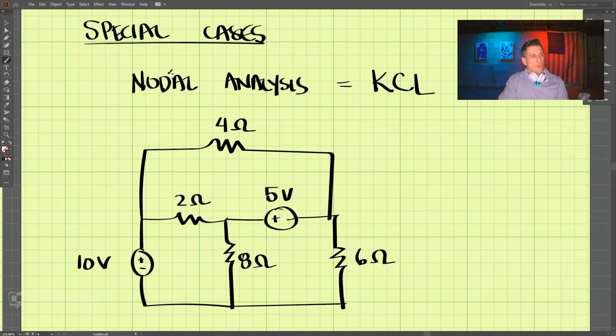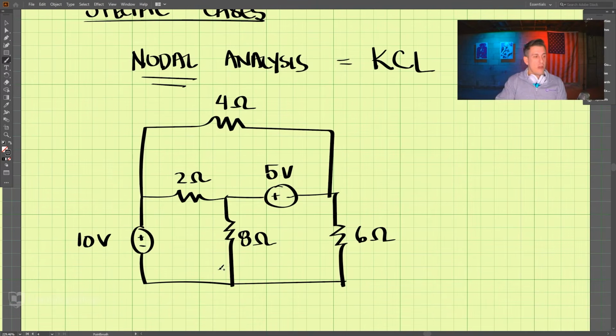So remember, when we do nodal analysis, we first pick a reference node. And the reference here I'm going to use is here. So that is 0 volts at the bottom. And we have our nodes 1, 2, and 3 over here. So nodes 1, 2, and 3.